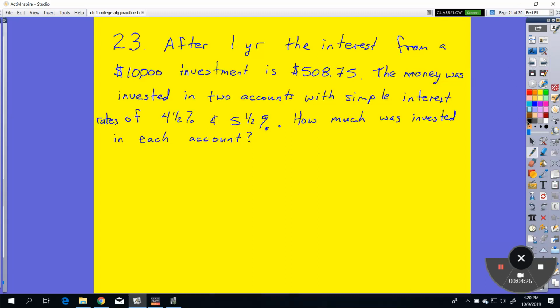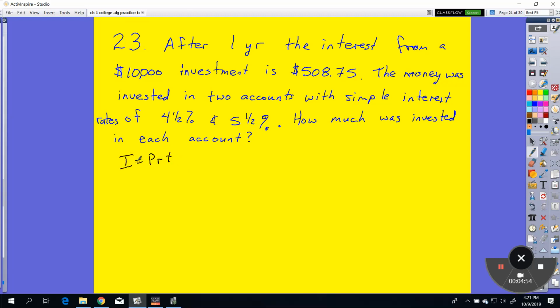23. It says after 1 year, the interest from a $10,000 investment is $508.75. The money was invested into accounts with simple interest that had rates of 4.5% and 5.5%. How much was invested in each account? So I know the interest is $508.75. Simple interest, principal times rate times time.